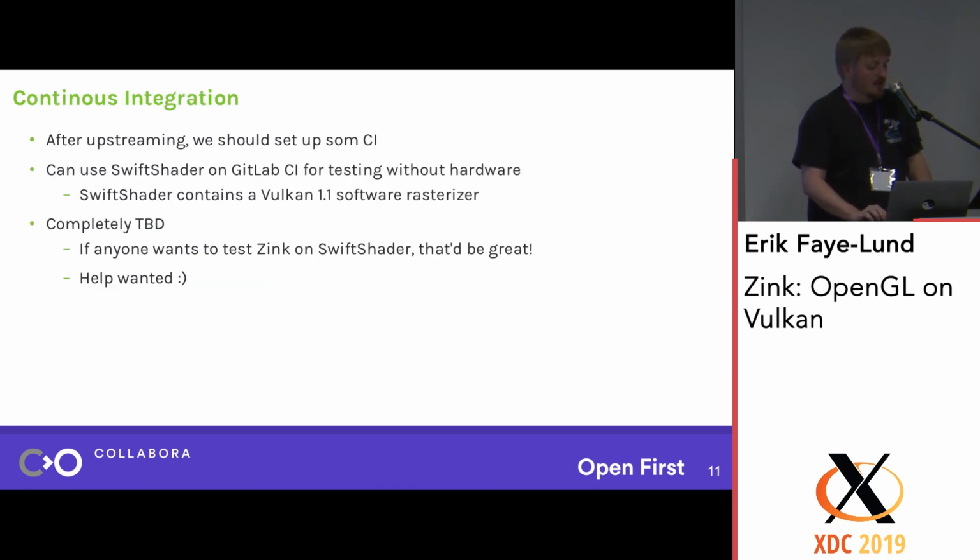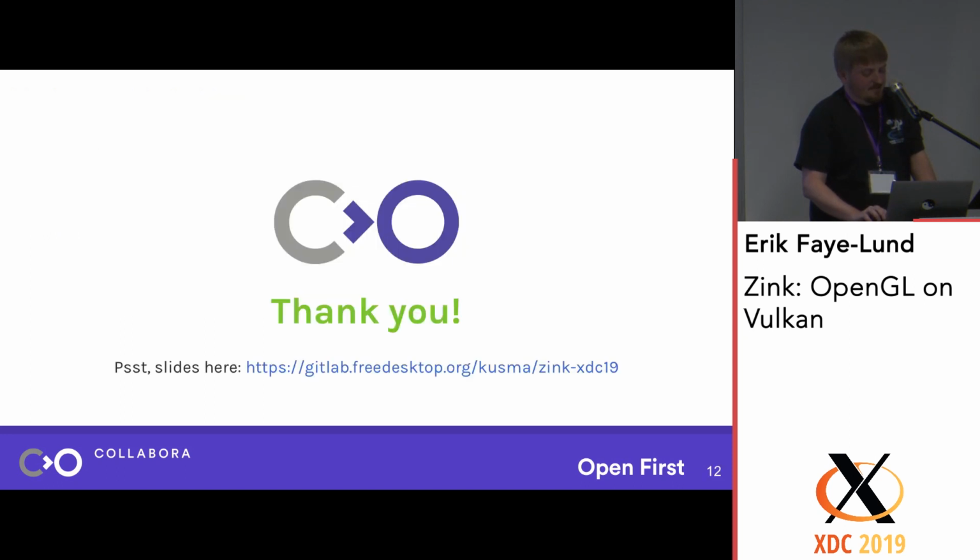Once that is done, I want to add continuous integration into the mix. Since SwiftShader has implemented a Vulkan software renderer, we can use that so we don't have to depend on specific hardware anywhere in the GitLab CI builders. It's completely untested, but if someone wants to have a look at this, that would be great. That's it.